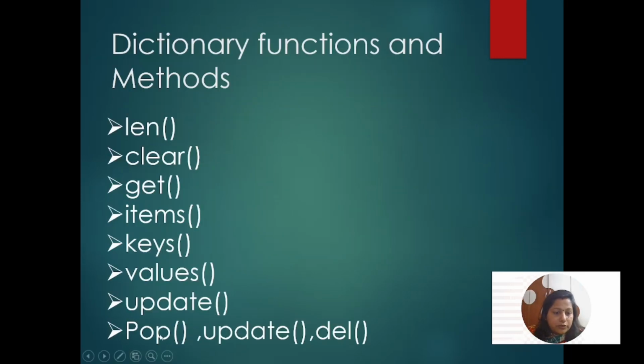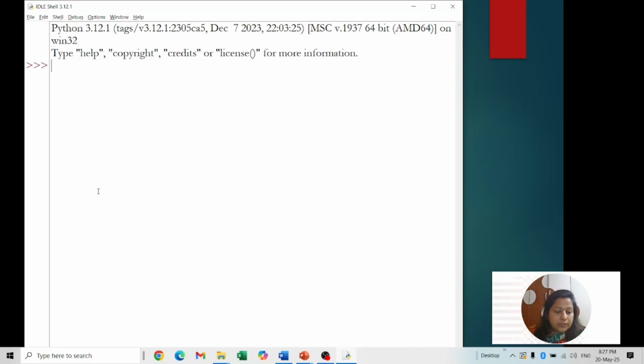Okay, the next concept we are going to see is the dictionary functions and methods. All the functions I'm going to execute and show to you. So first for that I'm going to create a dictionary d. I'm creating 1 with a list as a value, 1, 2, 3, and again I'm creating 2 with the value 3, 4, 5, and again I'm creating 3 with 5, 6, 7.